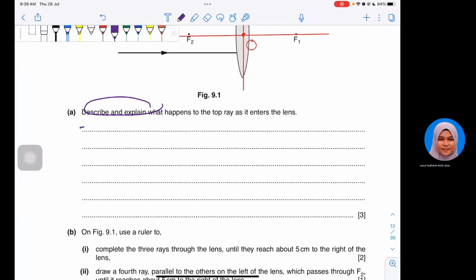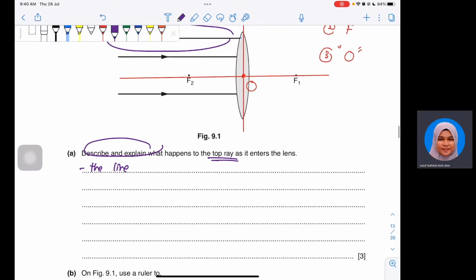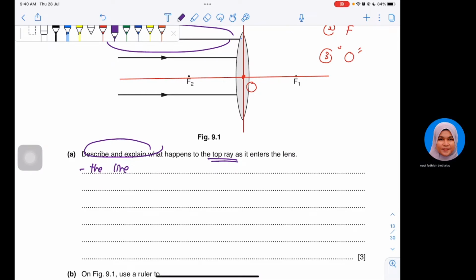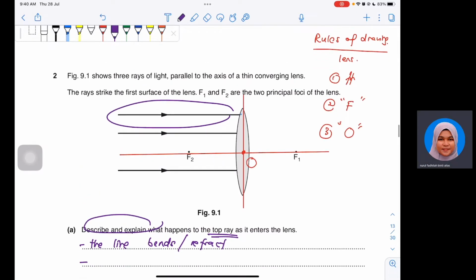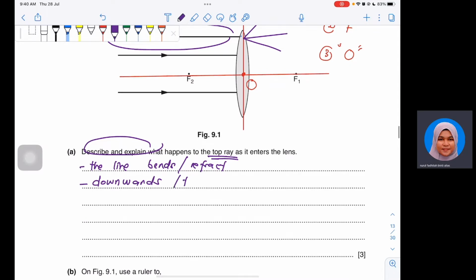So what does it say? The line, the parallel line is already there. The parallel line will bend. Bend, or we can also say refract. Next, where will it bend to? Bend this way, or which way? It looks like downwards. Bend downwards, or bend towards the focal point. Okay, is that all?